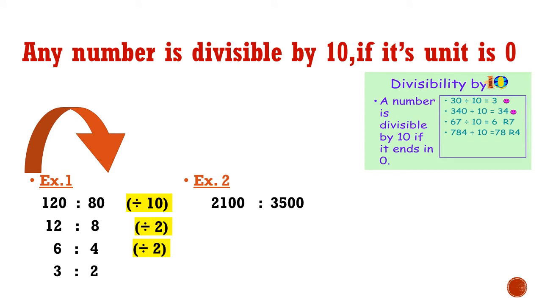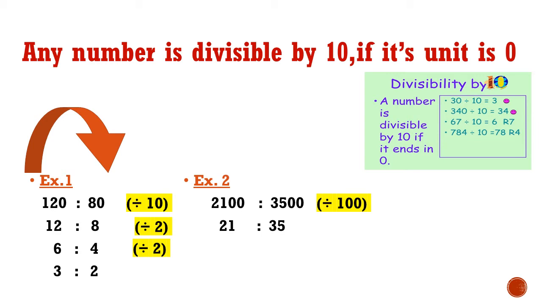Exercise 2. 2100 to 3500. The first number here ends with 2 zeros, and the second number ends with 2 zeros also. Then we divided here by 100 according to the number of zeros. Then we get the answer 21 to 35.